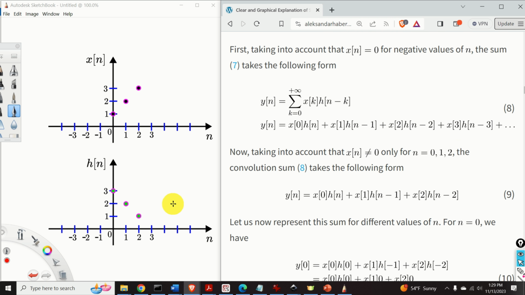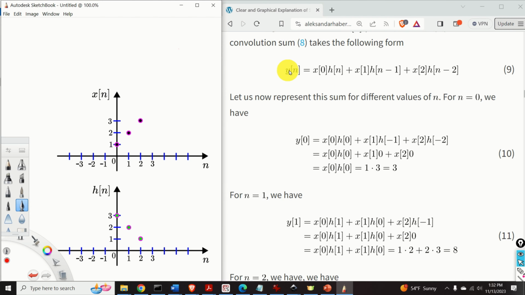Next, we need to take into account that x of n is not equal to 0 only for n equal to 0, 1, and 2. By substituting this important fact in this equation, we will obtain this equation. Consequently, we will only have 3 terms over here.